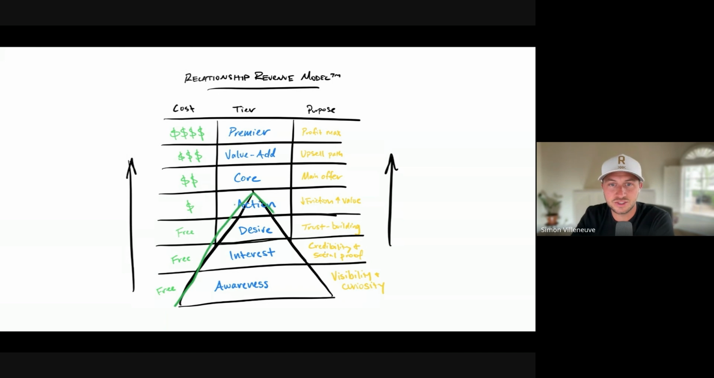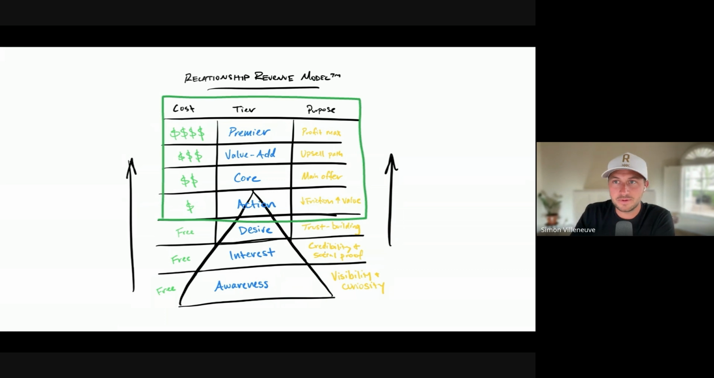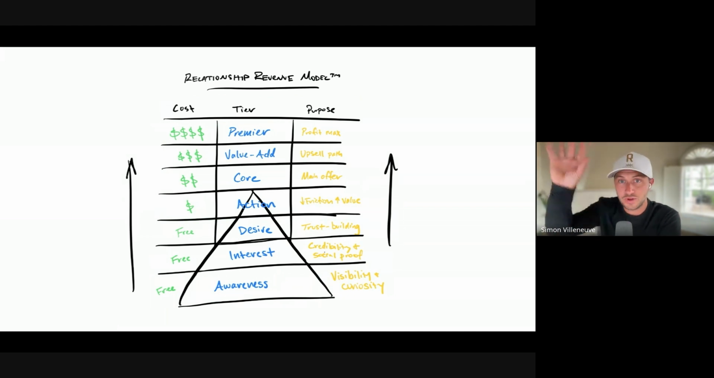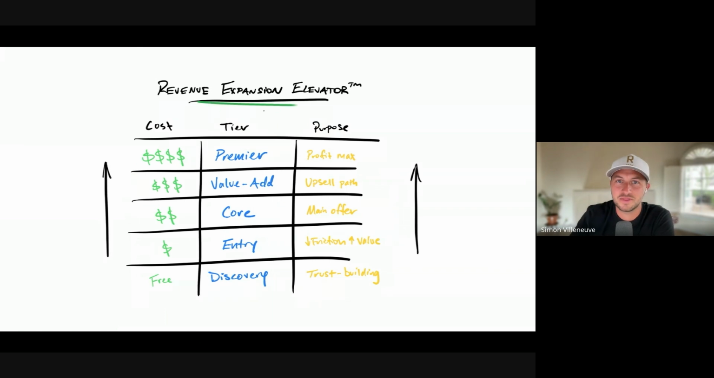The first one is this triangle, which is basically the AIDA model, which is a well-known model for mapping the customer journey from awareness to interest to desire to action. So becoming aware of your brand to buying from your brand. The other part of this model is called the revenue expansion ladder, or elevator. I'm not calling it the right thing. It looks at what happens in the tiers that people go up to after they buy from you. So let's break it down. Revenue expansion elevator. Thank you.